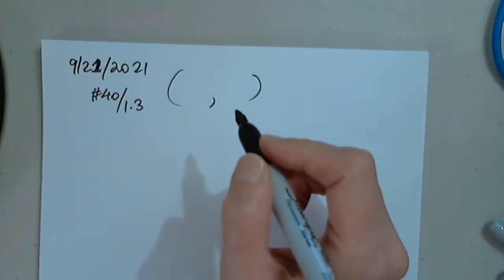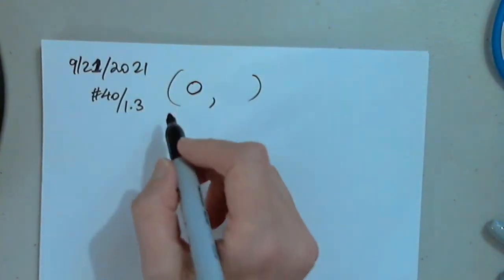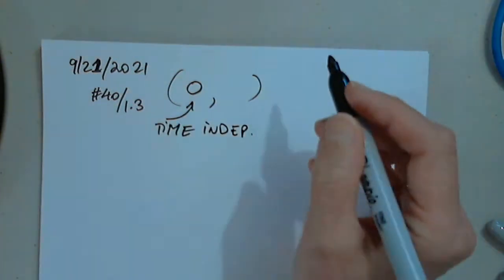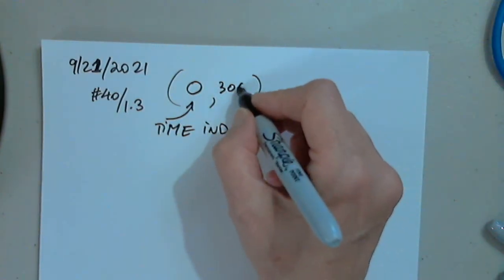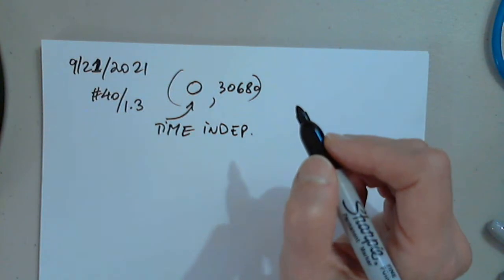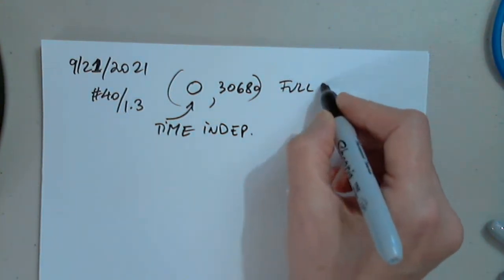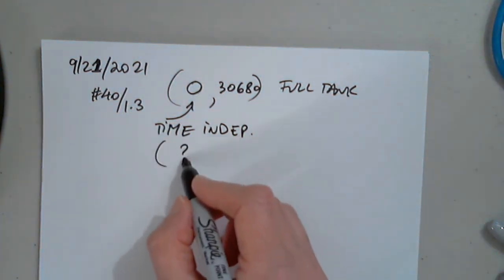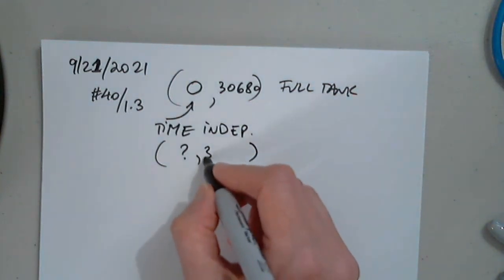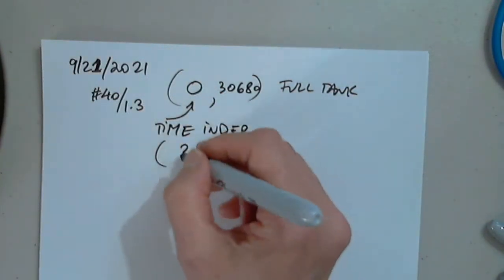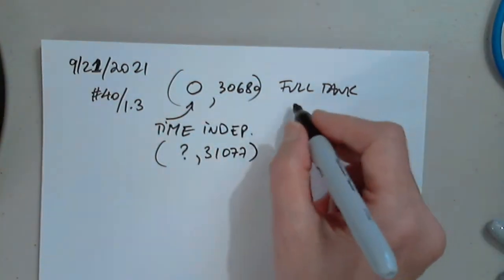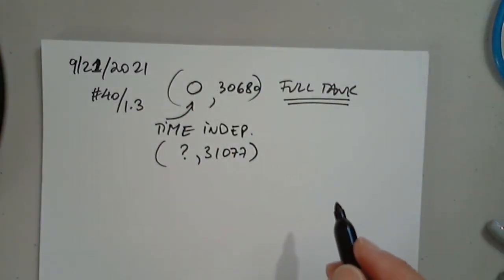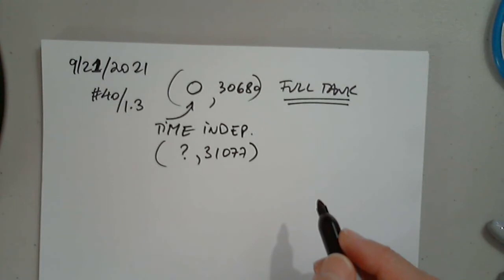So at the beginning of the trip, time t, this is always time independent, the odometer says 30,680, and it has a full tank. At the end of the trip, the odometer reads 31,077. I didn't read the problem, so I'm continuing and I make adjustments as we go along. It takes 13.5 gallons of gas to refill the tank.